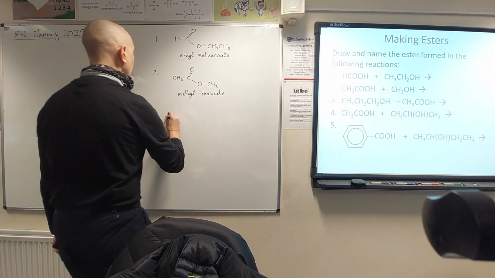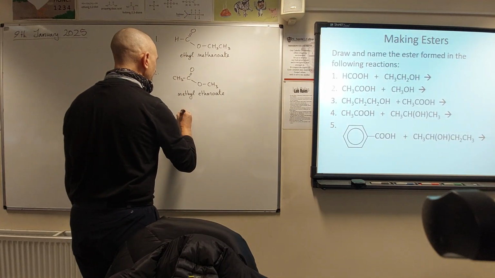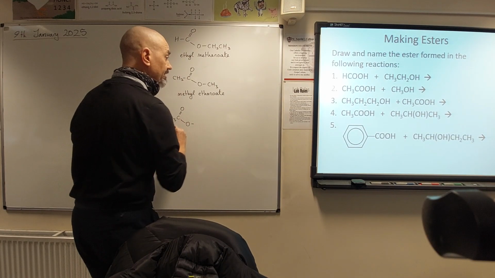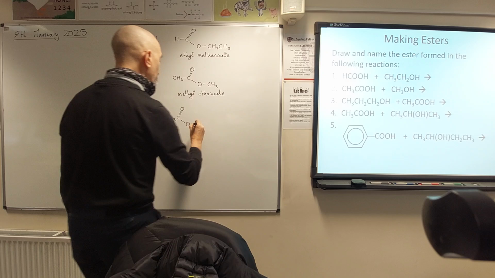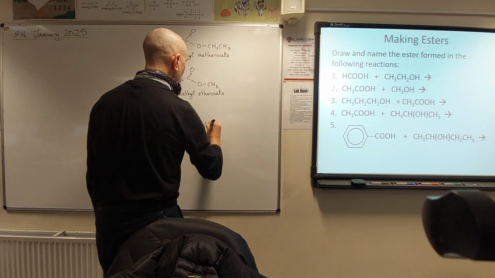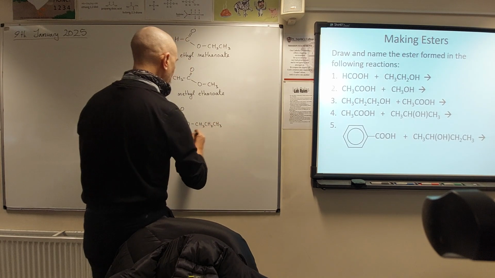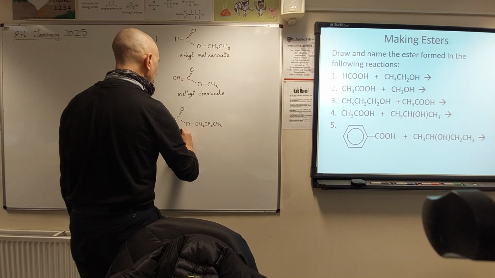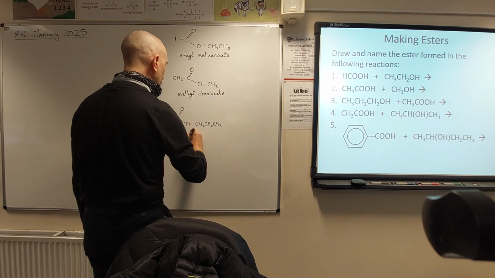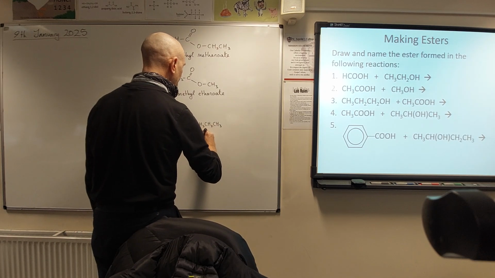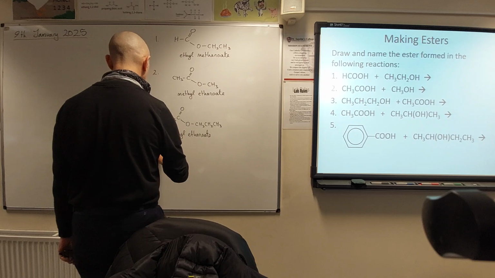For the third one, the acid is ethanoic acid again, the 2-carbon acid. And the alcohol is now 3 carbons. So that will be a propyl group. And then the 2 carbons gives us ethanoate again.